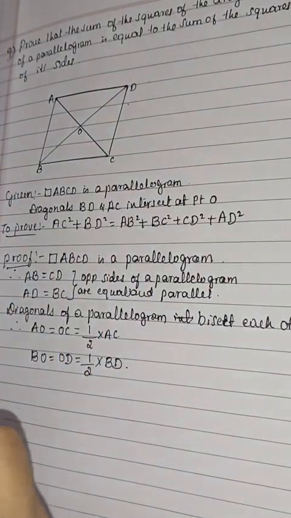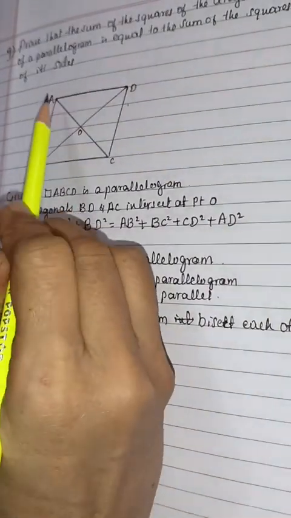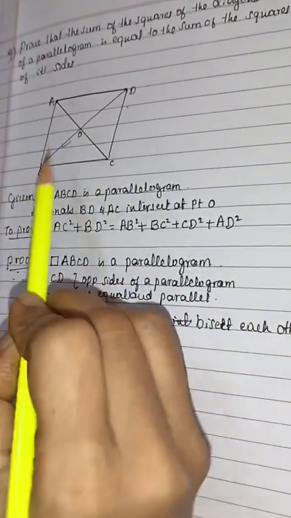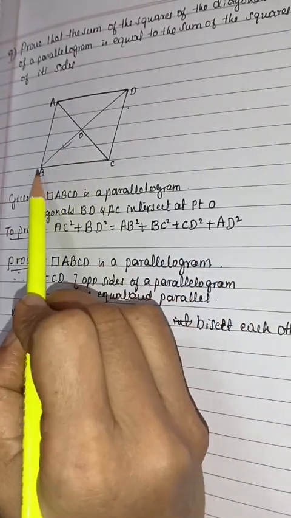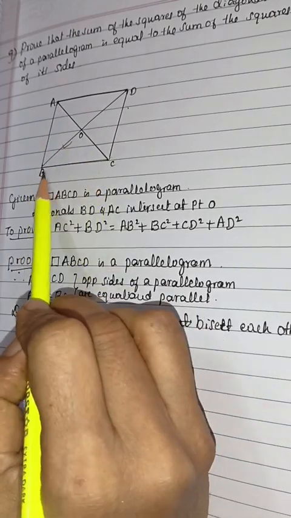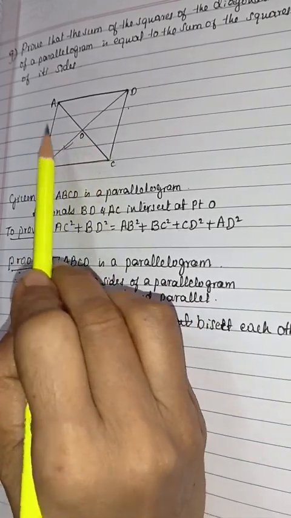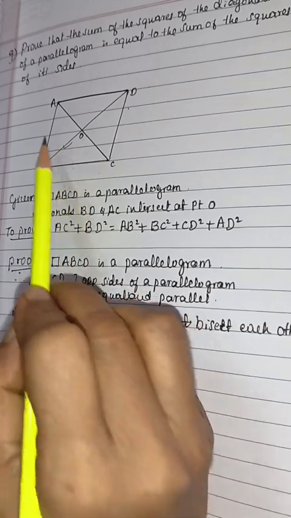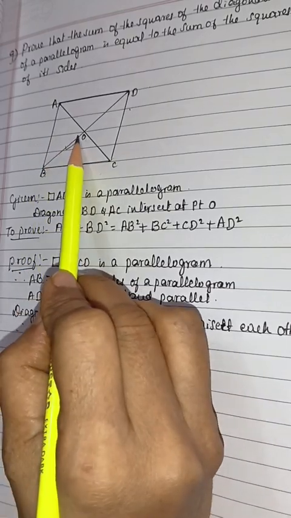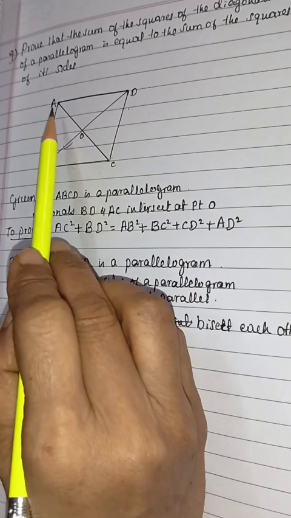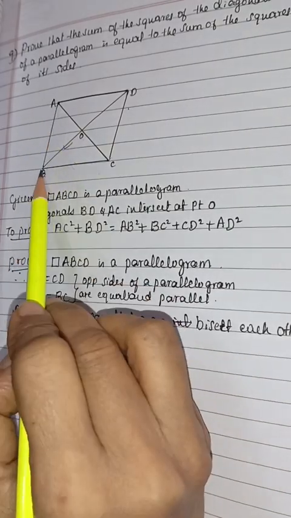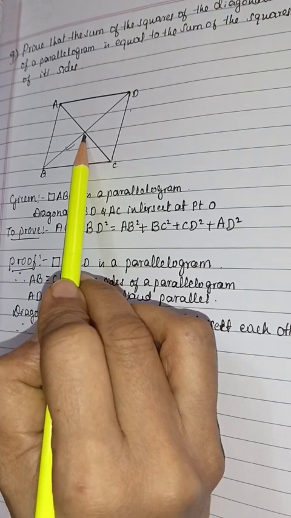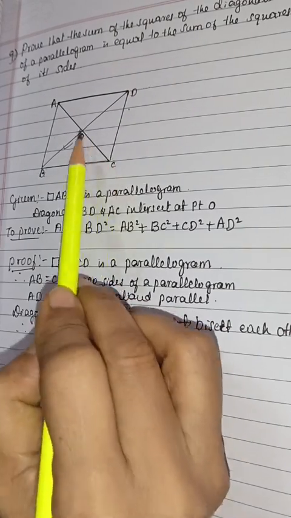Now let us consider triangle ABC. In triangle ABC, BO is the median. So in a triangle with a median, we can use Apollonius theorem. According to the Apollonius theorem, AB square plus BC square equals 2BO square plus 2OC square.